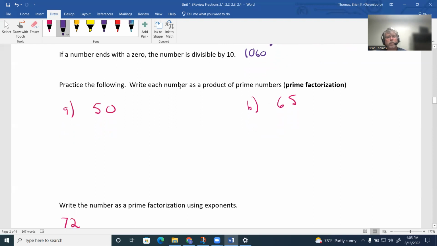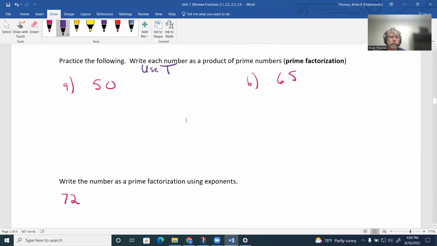So the next thing we want to do is write each number as a product of prime numbers. So the way I do this, again, I'm going to use a T-chart. I'm going to use what sometimes I call big T, the T-chart. So again, I'm going to put this number above my T-chart. And remember, to find a factorization, I'm looking for factors. So I'm looking for numbers that multiply together to give me this number. But we're talking about prime numbers. So remember, our prime numbers are 2, 3, 5, 7, and 11.